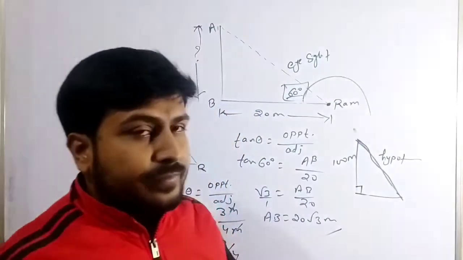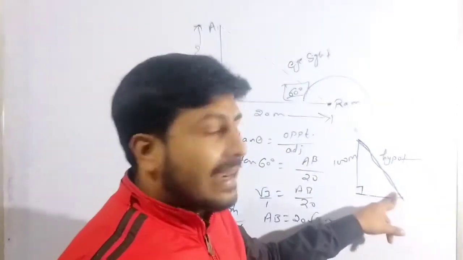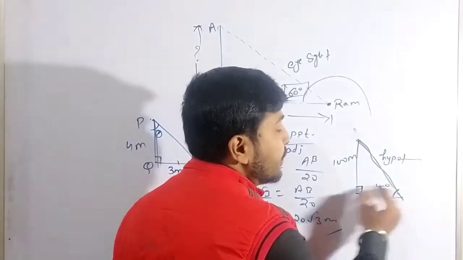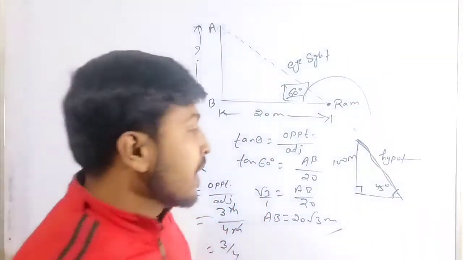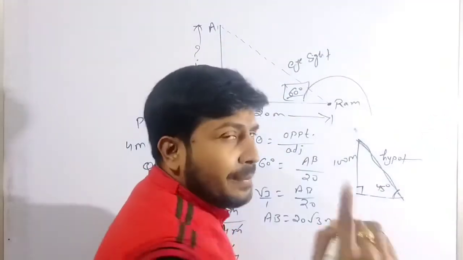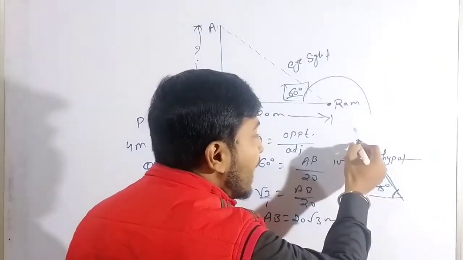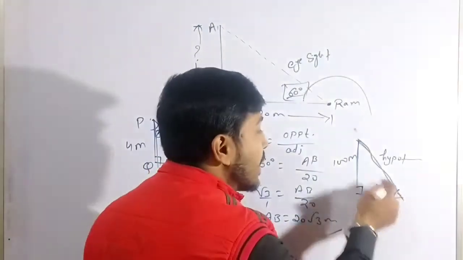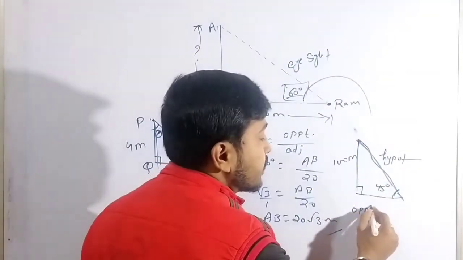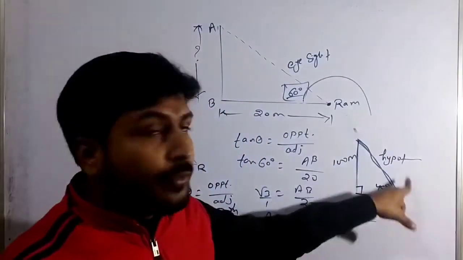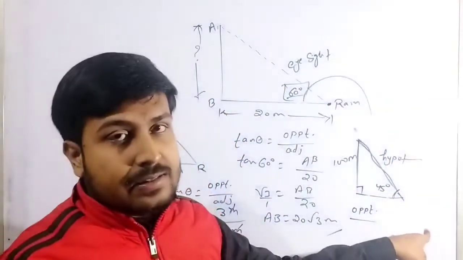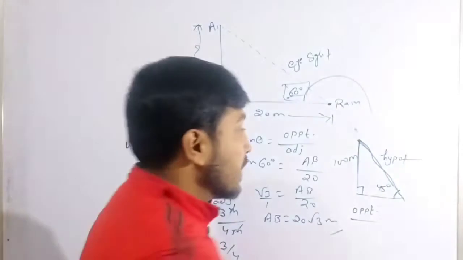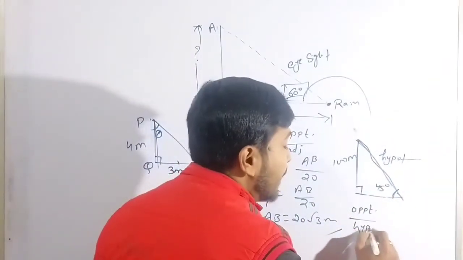Now we can easily find the angle. So just suppose this is 45 degree. Okay. Now tell me, we have been given the height of this mountain. That means opposite, and we have to find the hypotenuse. We have to find the length of the path. That means we have to find the hypotenuse.